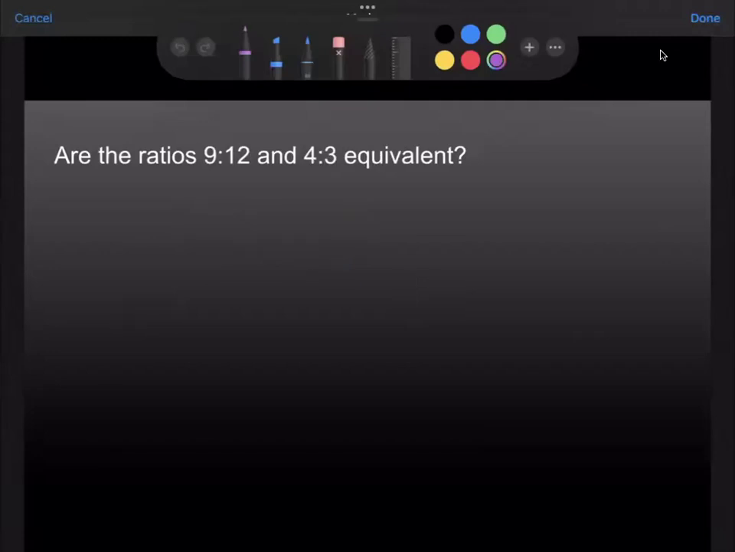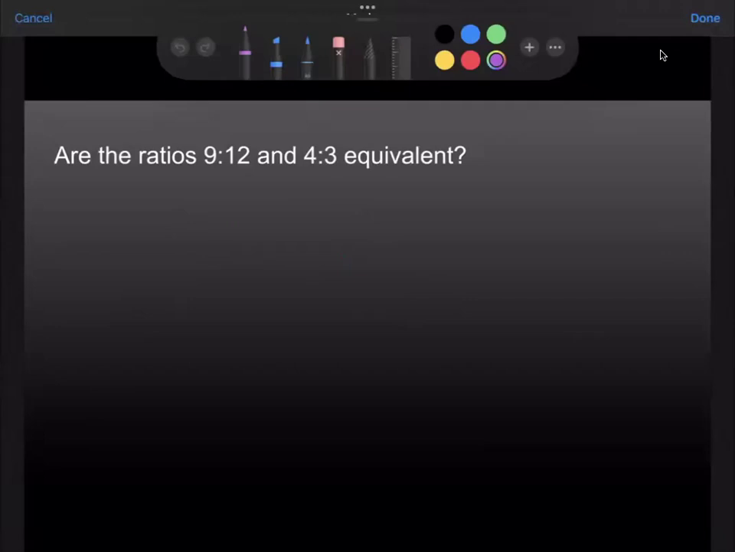Okay, so here's our next example. We're going to look at the ratios 9 to 12 and 4 to 3 to see if they are equivalent. Now, you may be wondering, what method should I use? If you can right away see how you go from one to the other using multiplication and division, I would suggest that route. But if you can't see it right away, or it doesn't look like it'll go, then try the cross products.